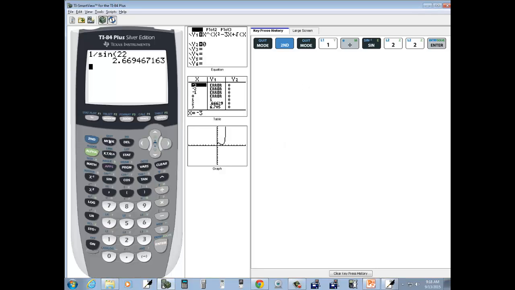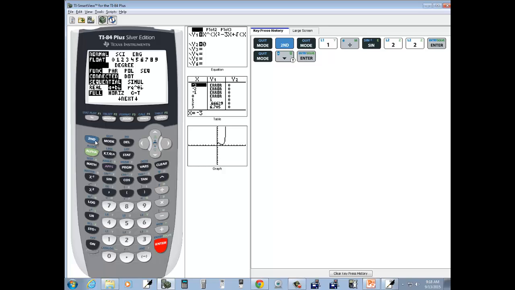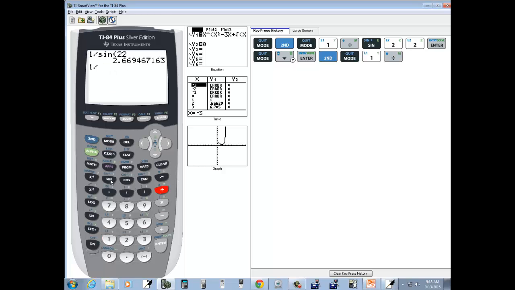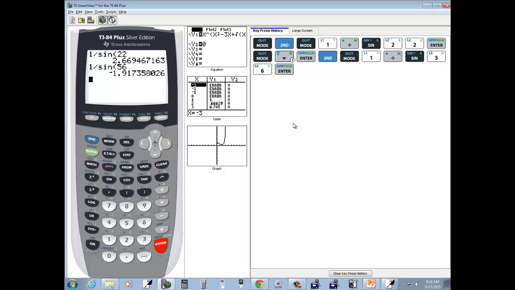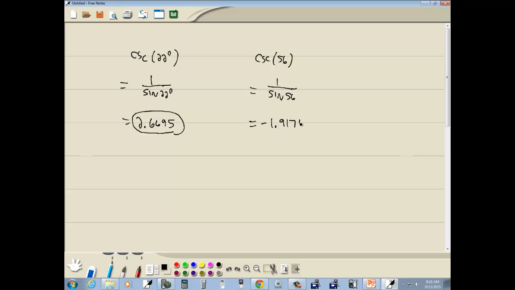So I'm going to press my mode, and then I'm going to go down to the radian degree line, press enter on radians. Second mode, exit out, and then I'll do 1 divided by sine, no memory, 56, and then press enter. And we'll get negative 1.917. Then we got 3 with a 5 to the side, so it rounds up, so it'll be a 4. And that would be your answer.